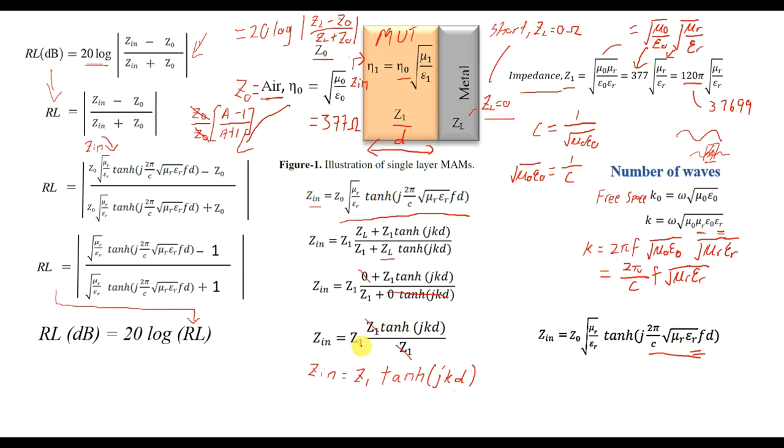And for Z1, we know how to get the Z1. Follow this part. When we distribute it, then we will have this. So we can name this Z naught because it's free space, and we have the square root here. So you get this part. Okay, now you understand how to get the Z in. Then we go for the calculation. I will show you.